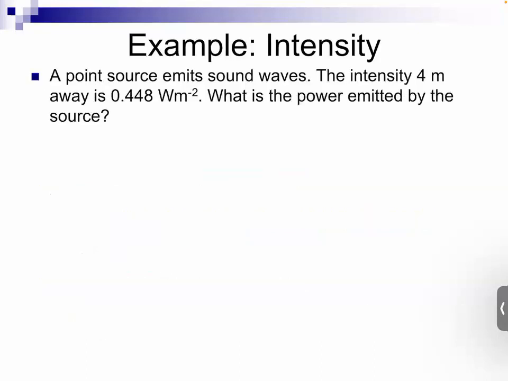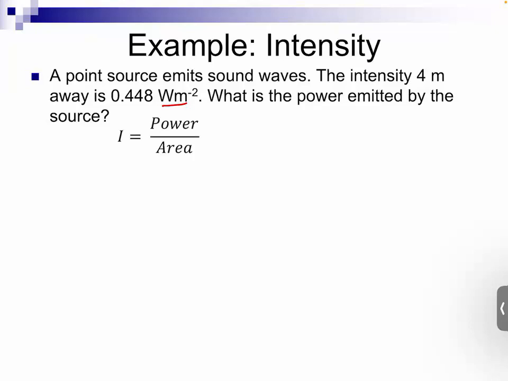Right, so let's look at this example to relate intensity, power, and distance. Say a point source emits sound waves. The intensity 4 meters away is 0.448 watts per meter squared. Notice the unit for intensity, watts per meter squared. What is the power emitted by the source?